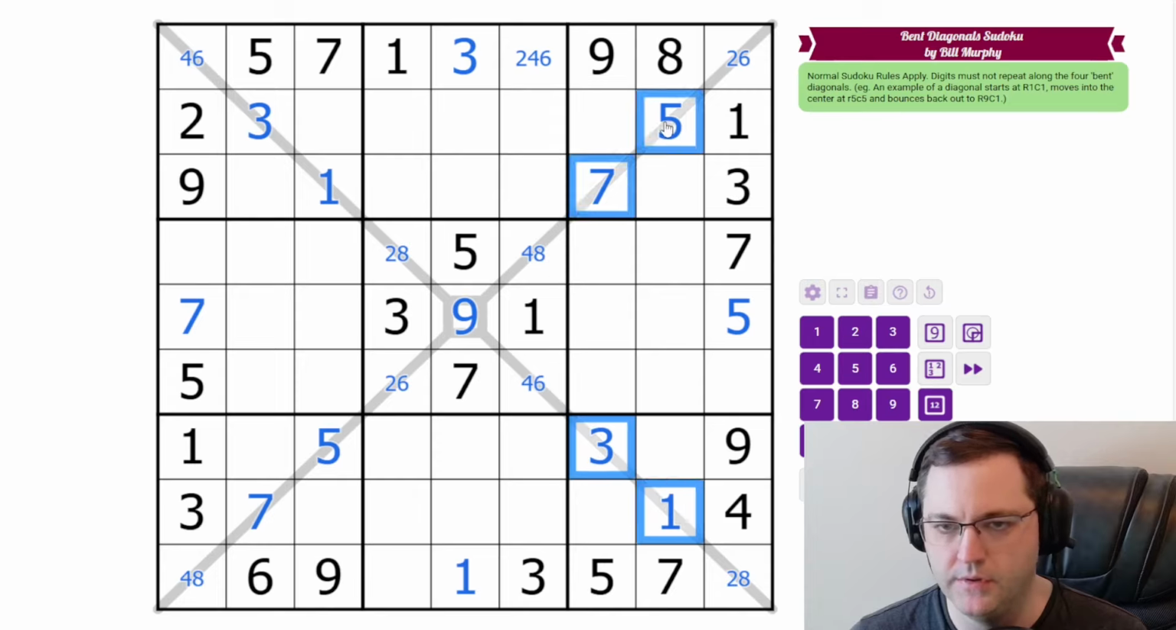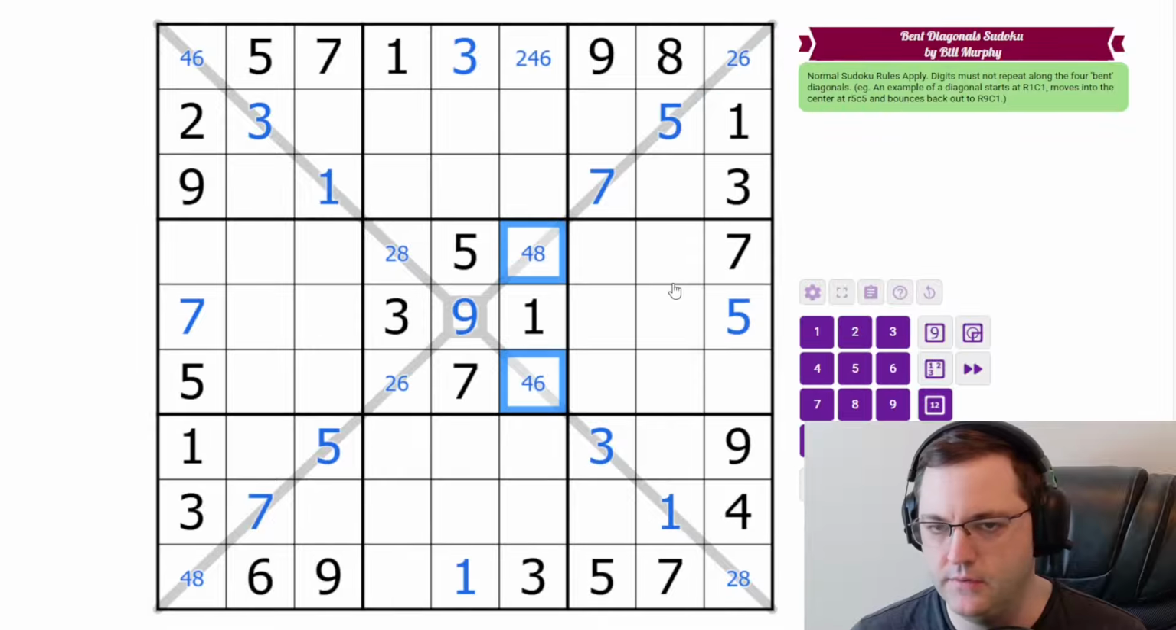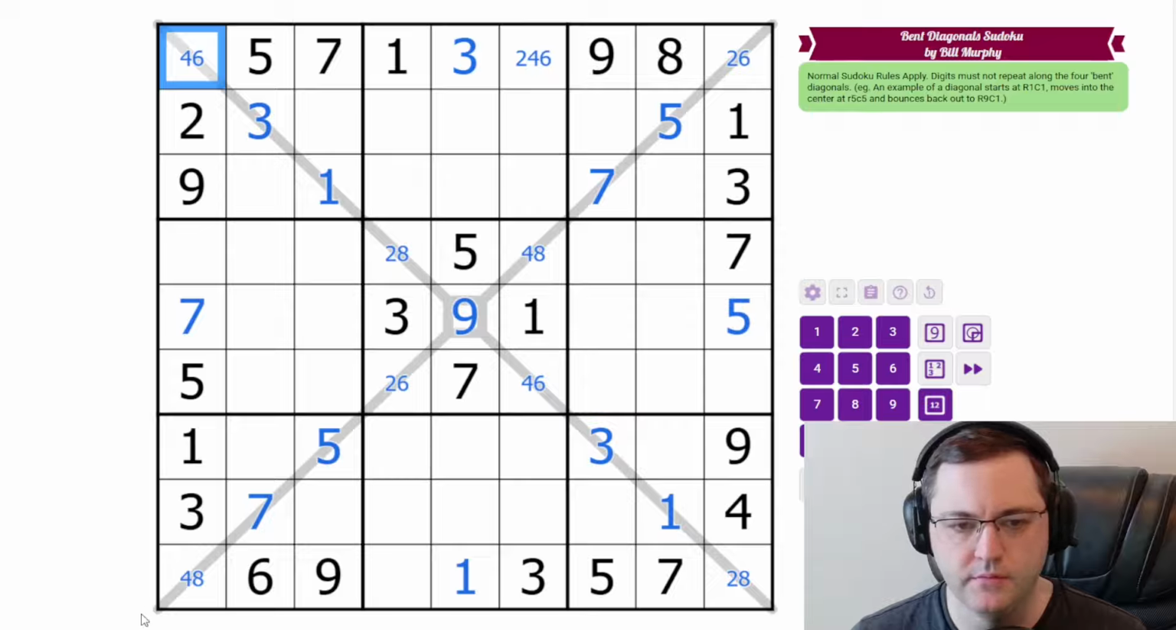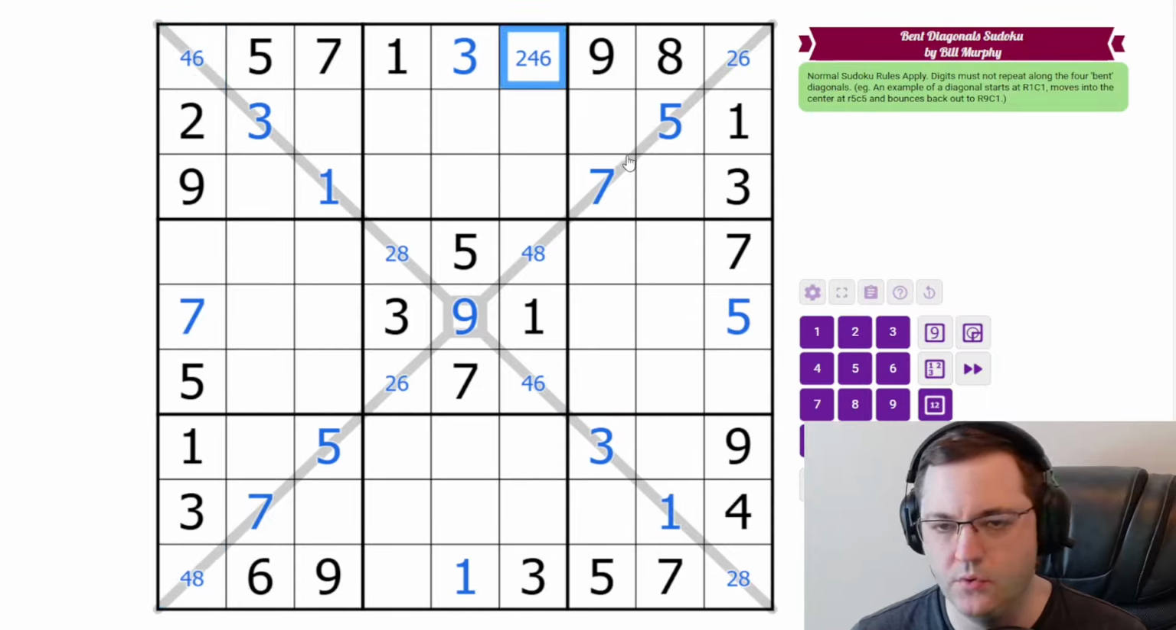Because we've placed our odd digits, we have a 4 here, so one of these is 4. We also got that by looking at the corner cells. One of these is 4. So we can rule 4 out of this cell, is the point.